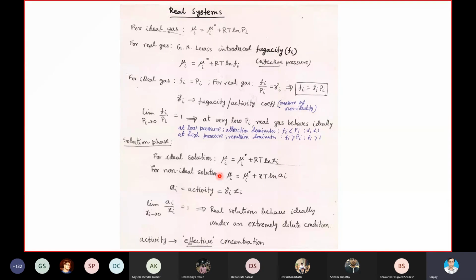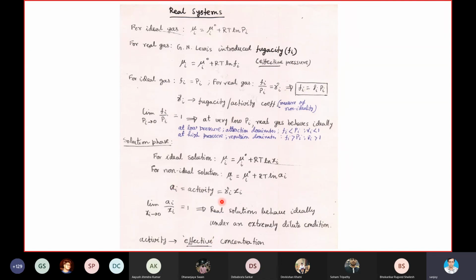If you take non-ideal solutions, here we use the term effective concentration, just as we say effective pressure for gas. Here we are talking about effective concentration, which is known as the activity. This effective concentration may be different from the true concentration. So in a non-ideal or real solution, we write in terms of activity, and this activity is connected to the mole fraction by a parameter we call the activity coefficient. Here is the fugacity coefficient; here we call it the activity coefficient.